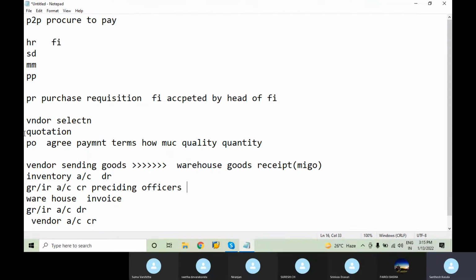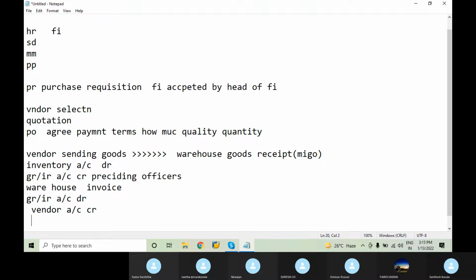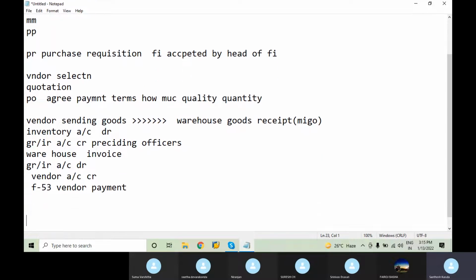Once we receive the goods and the invoice is sent by the vendor, we do the payment with F-53, vendor payment. So this is basically procure to pay, from purchase till the payment. In this process we have scenarios called matching, three-way matching.